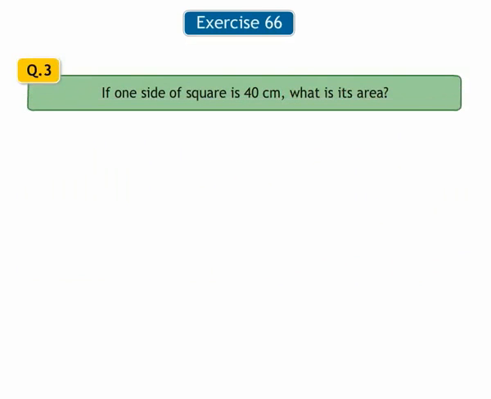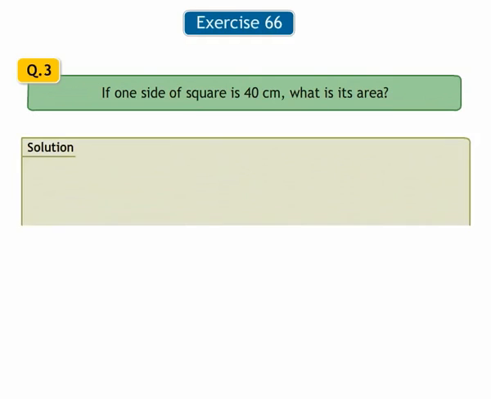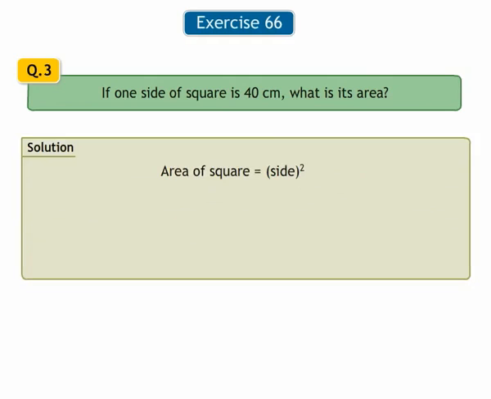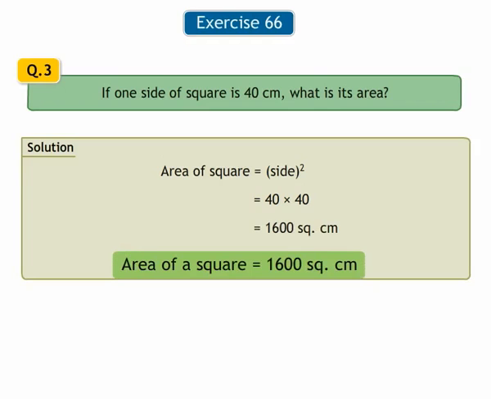3. If one side of square is 40 centimeters, what is its area? Solution. Area of a square is side square. Length of the side is given as 40 centimeters. Therefore, area of a square is equal to 40 into 40, which is equal to 1600 square centimeters. Therefore, area of a square is equal to 1600 square centimeters.